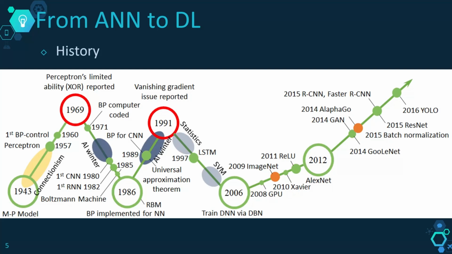And in 2015, batch normalization. This is another significant tool that can help us address the vanishing gradient issue. And after that, for example, 2015, we got the residual network, or ResNet. That's also a very significant neural network. And we also have some other things, for example, the RCNN, faster RCNN, that is good for object detection.